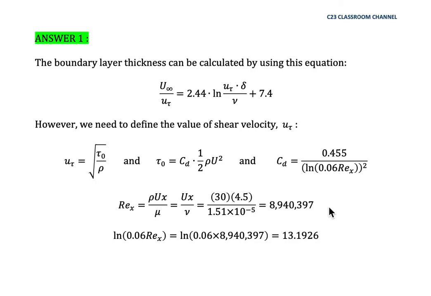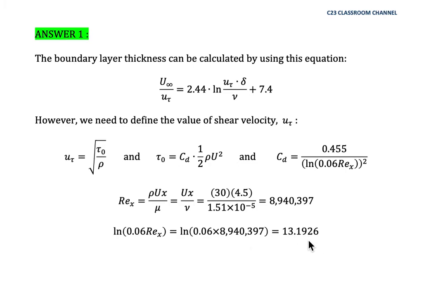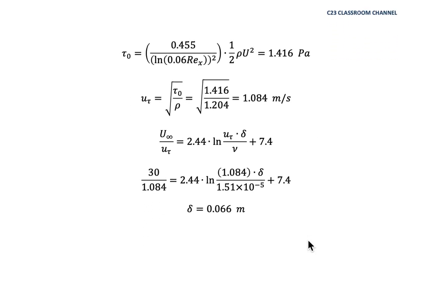8,900,000. And then the value of ln(0.06 Reynolds number) is 13.1926. So I substitute in the equation of tau naught here, and I get around 1.416 Pascal. And then we calculate the value of the shear stress velocity here. According to this equation, we will get around 1.084 meters per second.